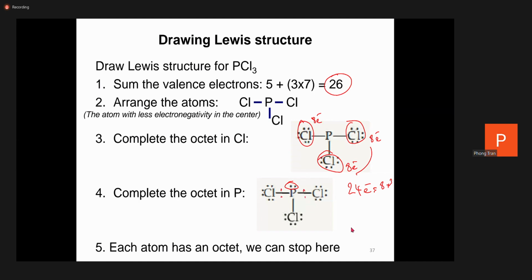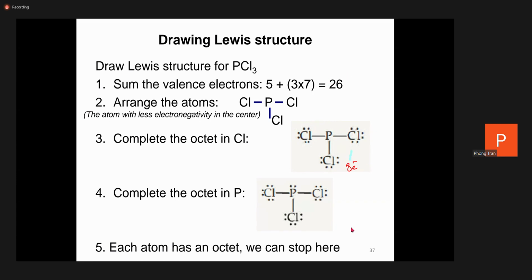Now, you look at the number of electrons around phosphorus. From the chlorines, you have 6 here, plus the 2, so this phosphorus already has 8 electrons. So the phosphorus atom also satisfies the octet rule. So this structure is correct, and then you can stop here. Okay.